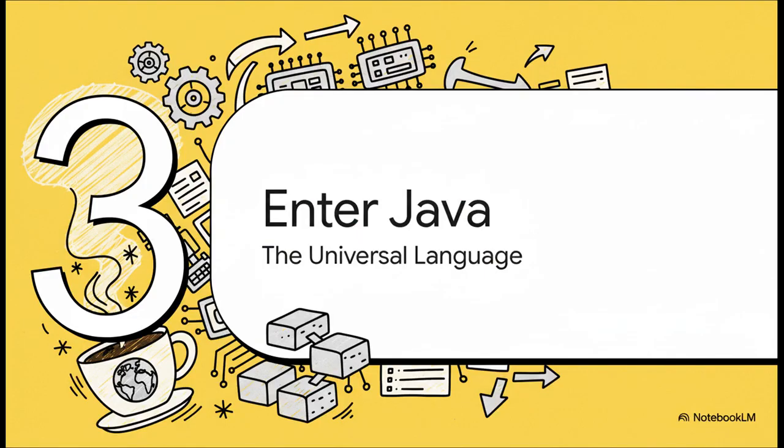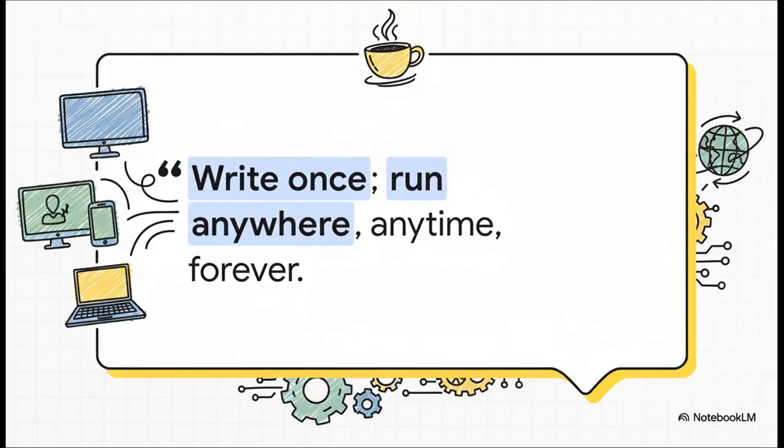Okay, so we have this powerful idea, OOP. But ideas are one thing. You need tools to actually make them real. And back in the 1990s, a team led by a guy named James Gosling created what was basically the perfect language to bring these ideas to everybody, a language that was built on the principles of OOP from the ground up. And this was Java's big, revolutionary promise.